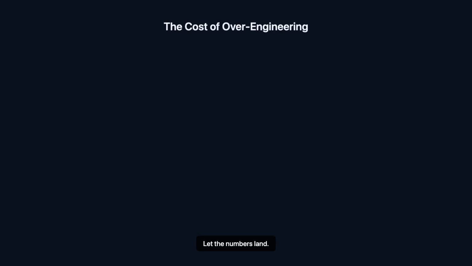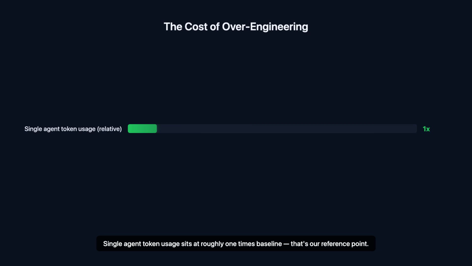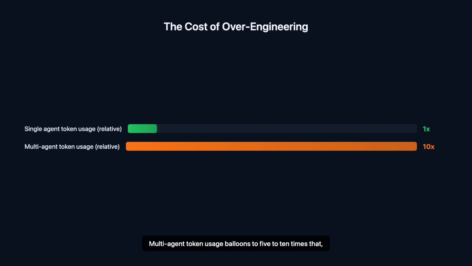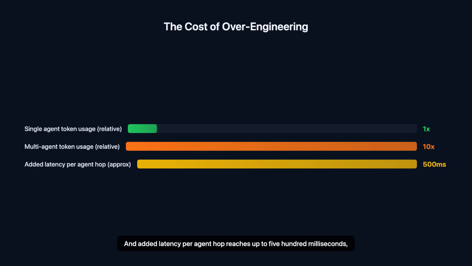Let the numbers land. Single agent token usage sits at roughly 1 times baseline. That's our reference point. Multi-agent token usage balloons to 5 to 10 times that, because the full conversation context gets resent through each LLM hop, and every additional agent pays the full context cost again. And added latency per agent hop reaches up to 500 milliseconds, often over half a second of delay before any real work begins. For a startup like DataDino, where provisioned throughput budget is already a meaningful constraint, the difference is the difference between a feature that ships and a feature that gets shelved.